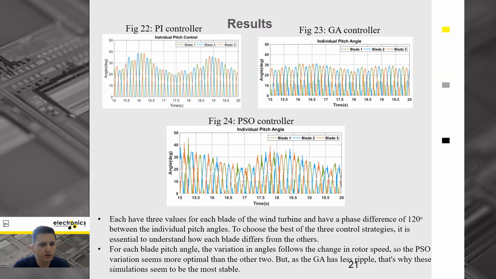Each has three values, one for each blade of the wind turbine, with a phase difference of 120 degrees between the individual pitch angles. To choose the best of the three control strategies, it's essential to understand how each blade differs from the others, shown by the color of each of the three blades.